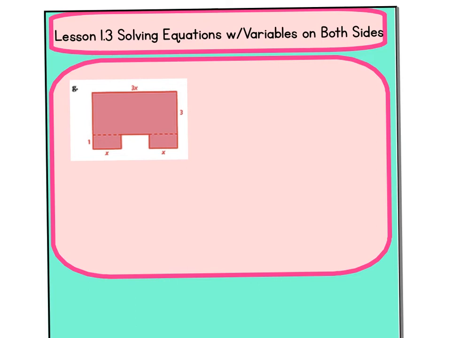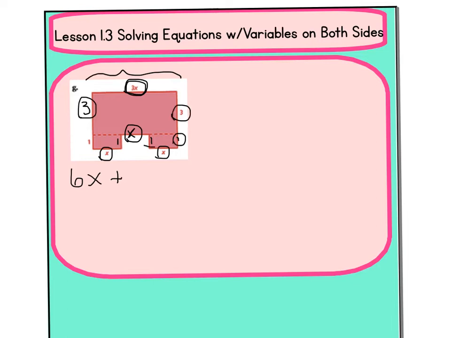On this next one, I'm going to label all of my sides. So this would be a 3. Since this whole piece is 3 x's and you see 2 x's down here, I know that this is going to be an x. Since this is 1, this is 1, this is 1, and this is 1. So when I'm finding the perimeter, I have 3 x's right here, plus another x, that would be 4x, 5x, I have 6 x's, plus I've got 3, 6, 7, 8, 9, 10.